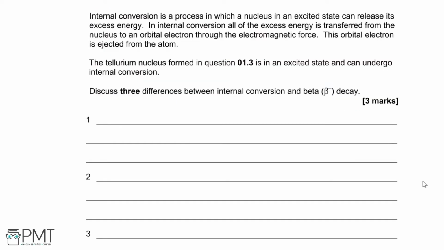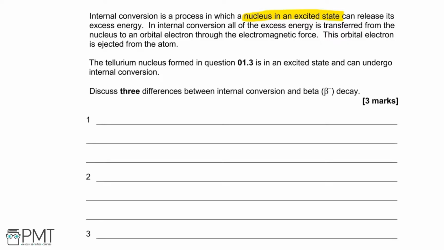Internal conversion is a process in which a nucleus in an excited state can release its excess energy. In internal conversion, all of the excess energy is transferred from the nucleus to an orbital electron through the electromagnetic force. This orbital electron is ejected from the atom. The tellurium nucleus formed in the previous question is in an excited state and can undergo internal conversion. Discuss 3 differences between internal conversion and beta minus decay.